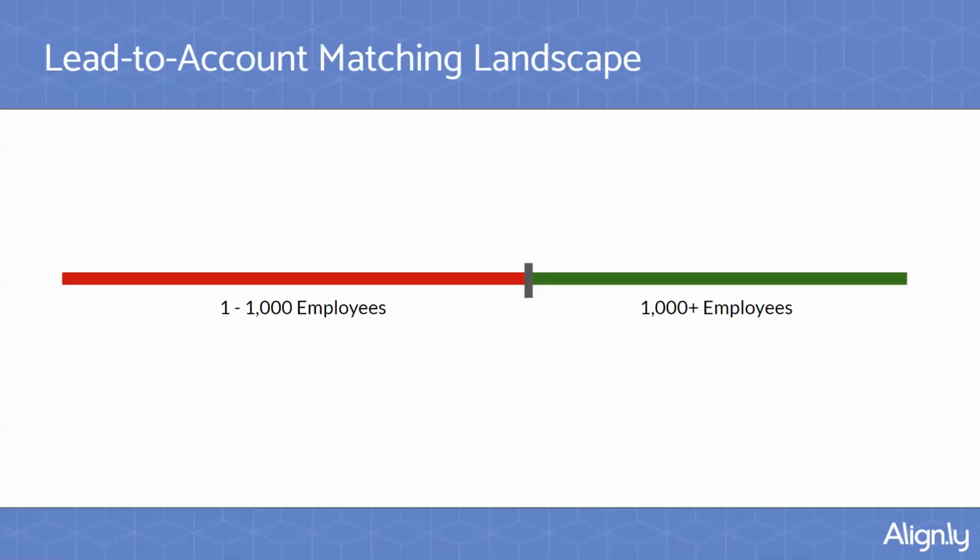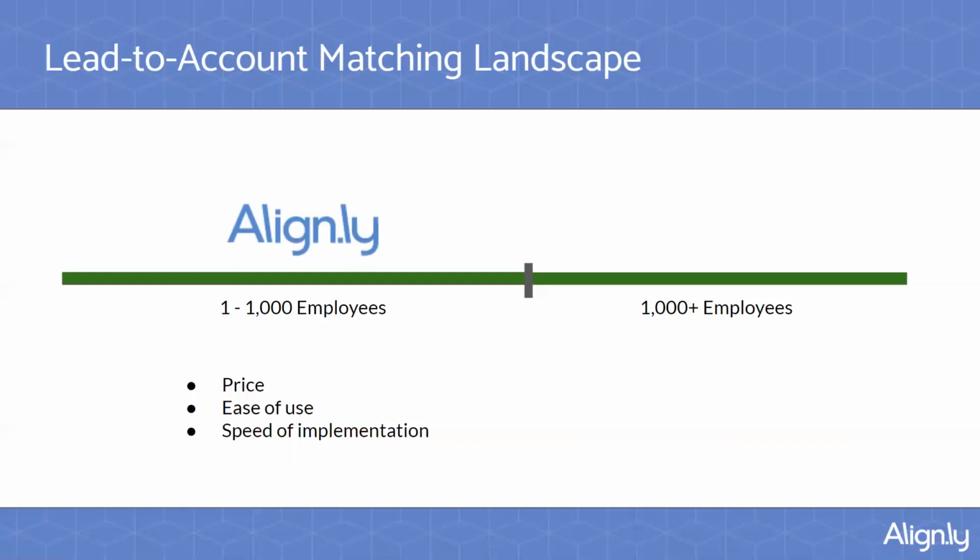I mentioned this briefly before, but where we feel the market is right now is that the larger companies that have the budget are being served well. They all have Lead-to-Account Matching. They're spending money on enterprise grade solutions. The gap in the market is SMB and mid-market B2B companies, less than 1,000 employees. And again, they just don't have the time or the money to spend on implementing a solution. So really, where Align.ly fits is we think we can serve that market really well with our solution. And again, $99 a month, really easy to implement and really easy to administer and manage.